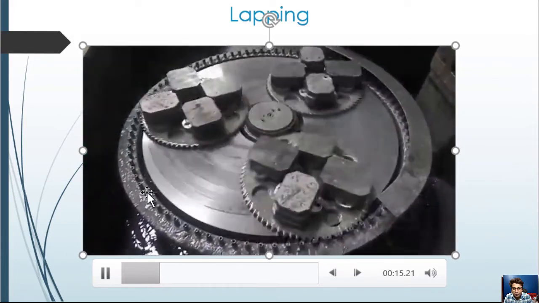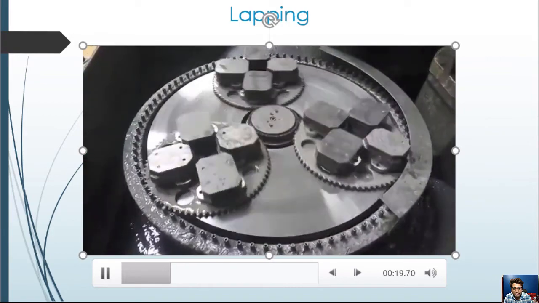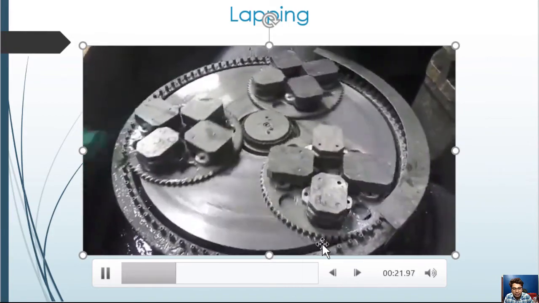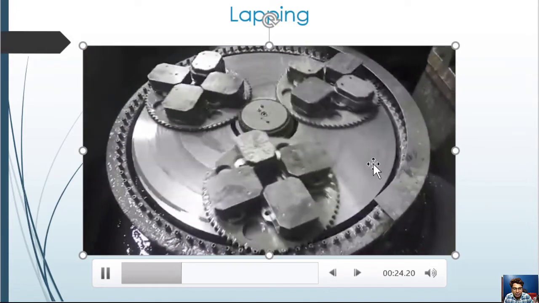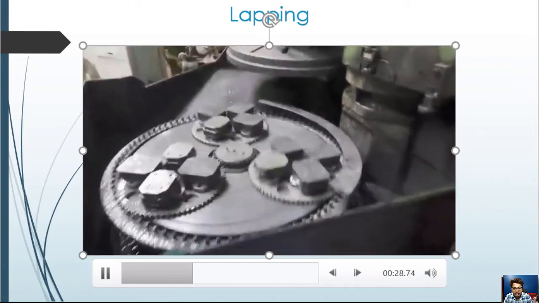There is a lubricant oil which is being poured. The workpieces are inside the chambers, and with the relative interaction of this disc and the plates above, lapped surfaces are produced.